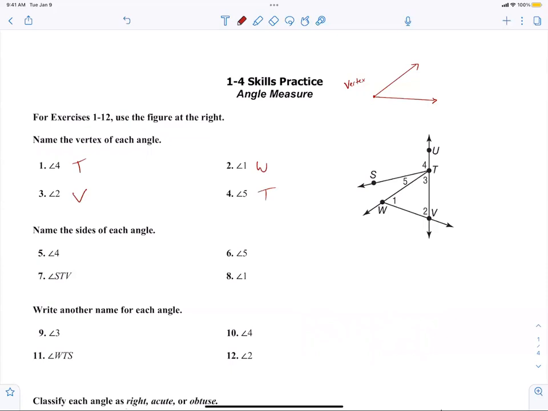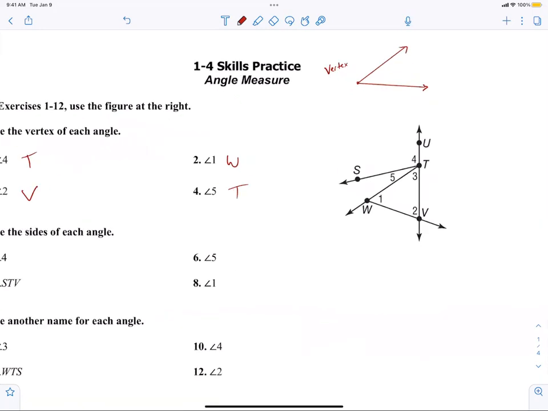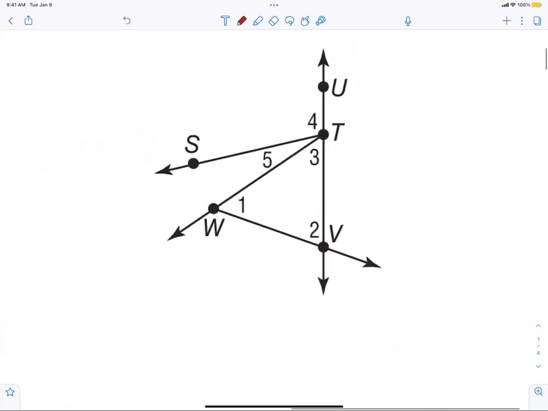Does everybody understand now why you just can't say angle T? Would anybody know what angle we're referring to if we said angle T? No. All right. So generally when you refer to an angle, for example angle 5, you would say angle STW. The middle letter is always the what? The vertex. Exactly.